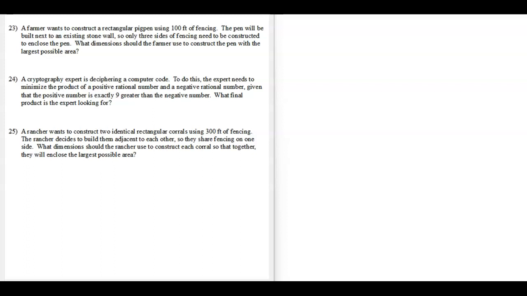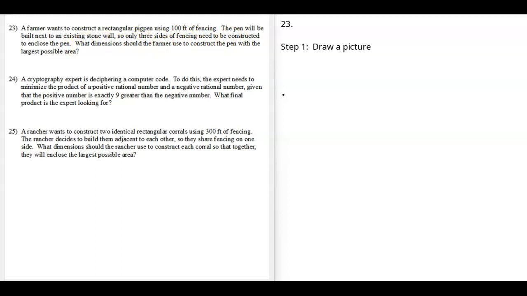Step 1 is to draw a picture. So it says here a farmer wants to construct a rectangular pig pen using 100 feet of fencing. The pen will be built next to an existing stone wall so that only 3 sides of fencing need to be constructed to enclose the pen.